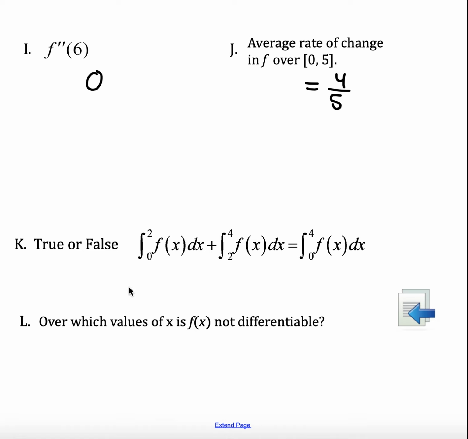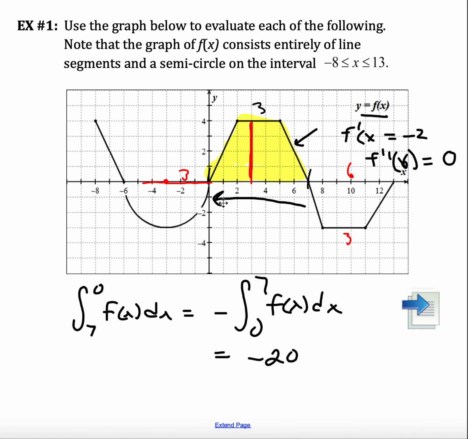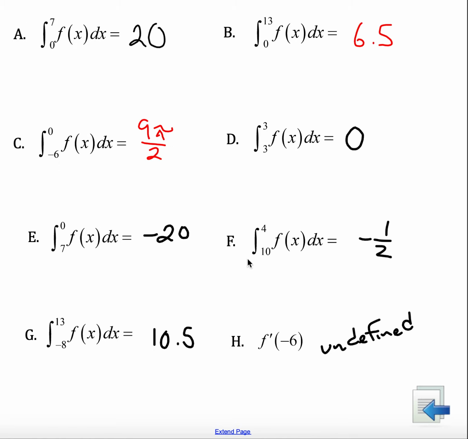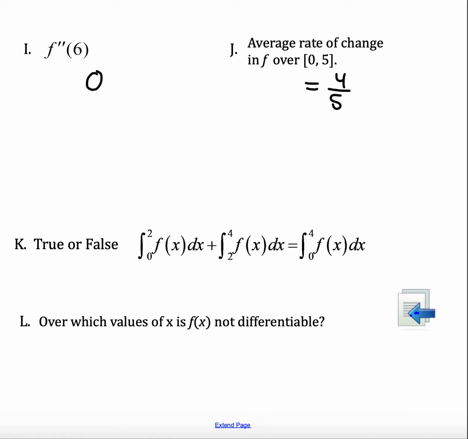Quick question, true or false? The integral of 0 to 2 of f of x dx plus the integral from 2 to 4 is equal to the integral from 0 to 4. What do you guys think the answer is? So real quick, 0 to 2 and 2 to 4 is the same as 0 to 4. Let's look at the function. 0 to 2, 2 to 4. Would that be the same as 0 to 4? And if we go ahead and look at that, we see that the answer is true.